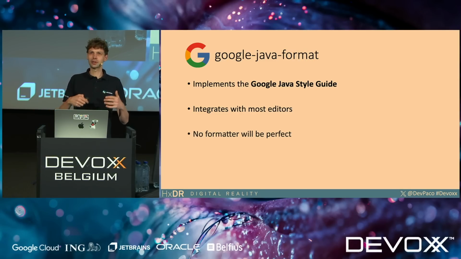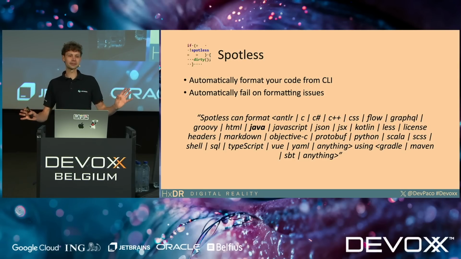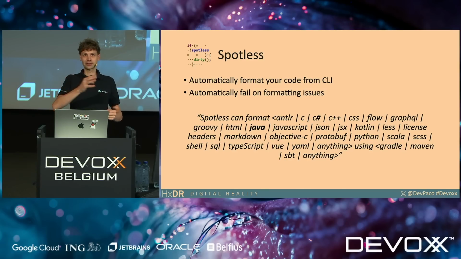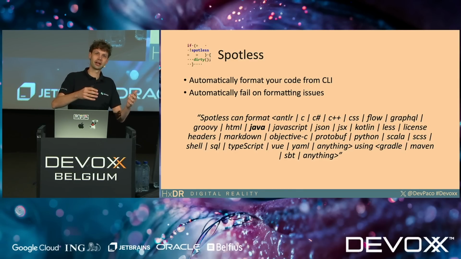Now, Google Java format doesn't have, I think, a Maven plugin by default, but there's this amazing tool called Spotless, which also integrates with Google Java format and allows you to automatically format your code from the CLI, which means that we can also do it in our build. And then we can say, okay, this pull request, the build fails because it wasn't formatted.